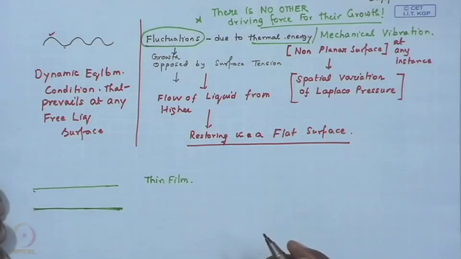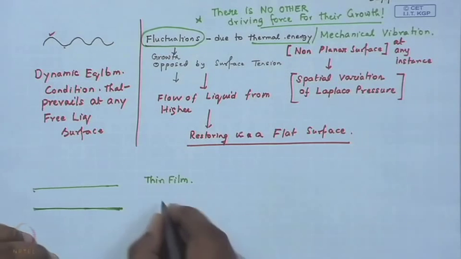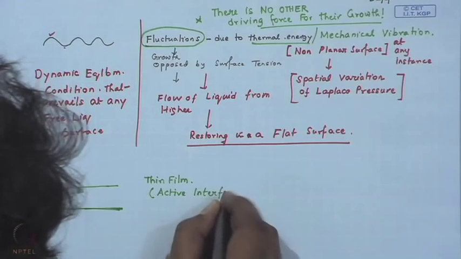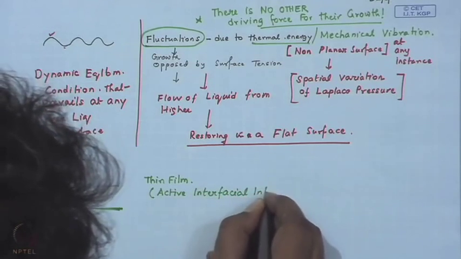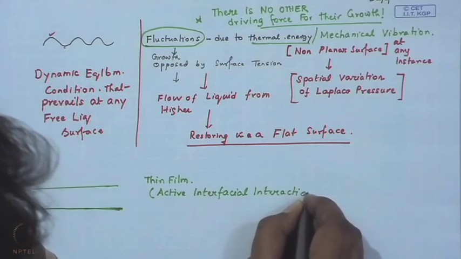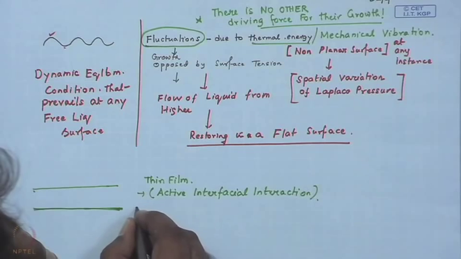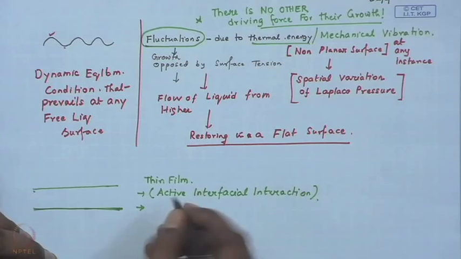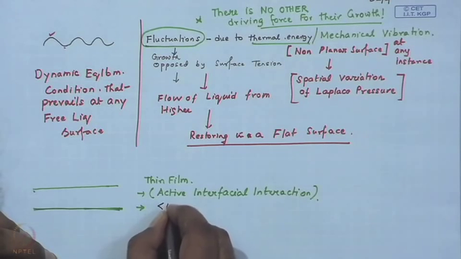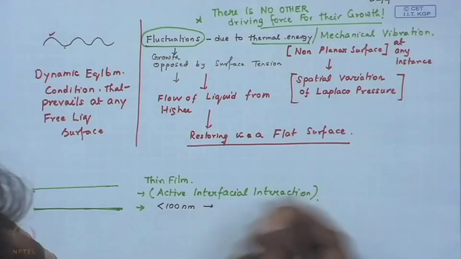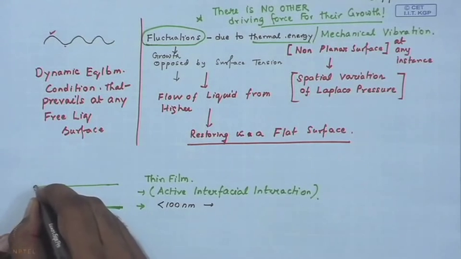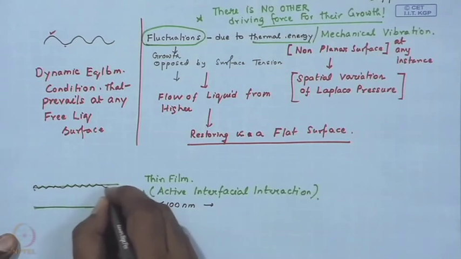So, we have of course defined a thin film based on the fact that there is active interfacial interaction, and we have also argued that physically these interfacial interactions remain active as long as you are in the range of less than 100 nanometer or maybe even thinner. So, let us now say that we are talking about a 40 or 50 nanometer thick film, and it is a liquid film, and you have these fluctuations.